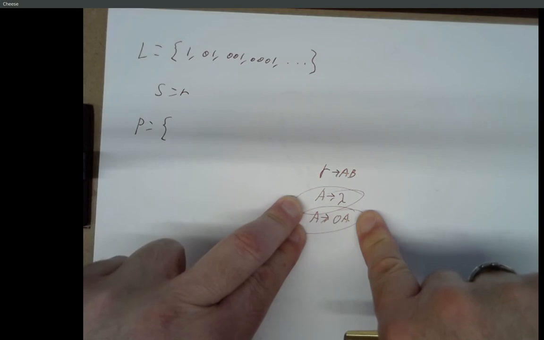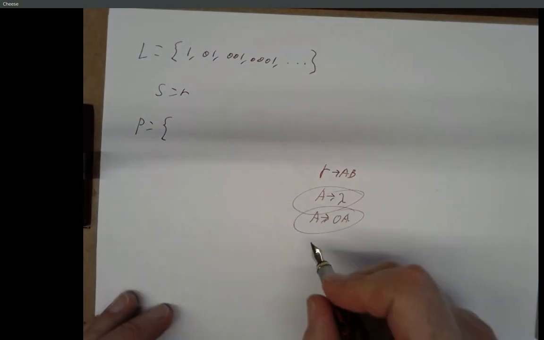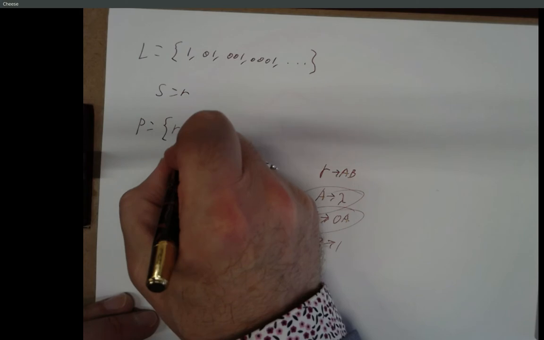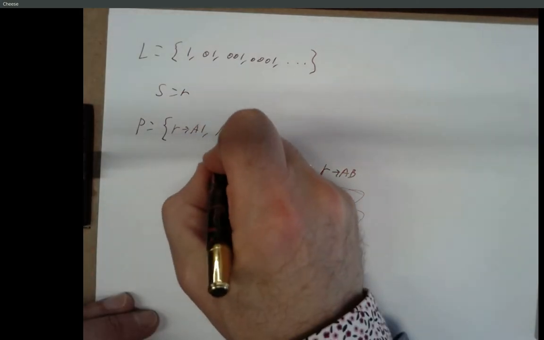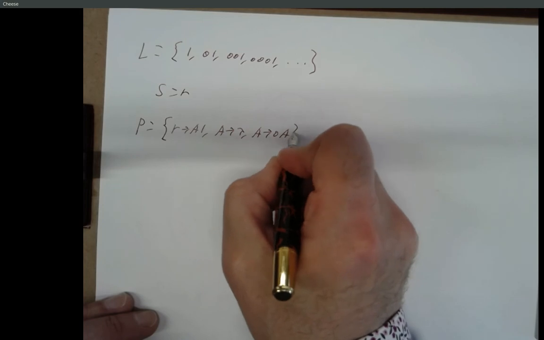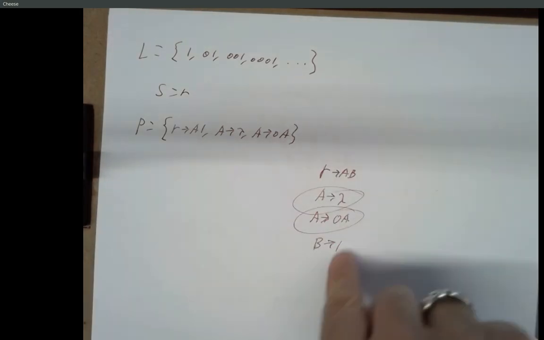Okay, so what about B? Could we just do B can go to 1? Can we just do R goes to A1? Yeah. So we could have R goes to A1, and then A can go to lambda, or A can go to 0, followed by A. Same thing as that.